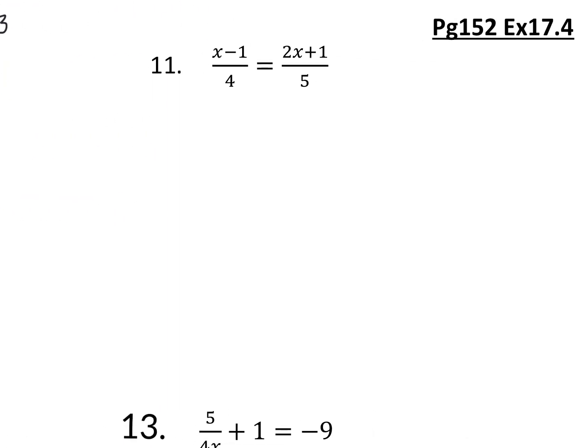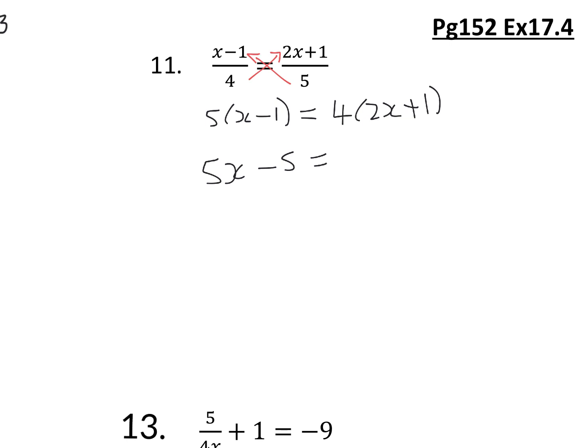Number 11, we've also got a fraction equals a fraction, although it's a little bit more complicated, but same idea. When a fraction equals a fraction, we can cross multiply. So the 5 multiplied by the x minus 1 is the same as the 4 multiplied by 2x plus 1. If we expand the brackets, we get 5x minus 5, and that equals 8x plus 4.